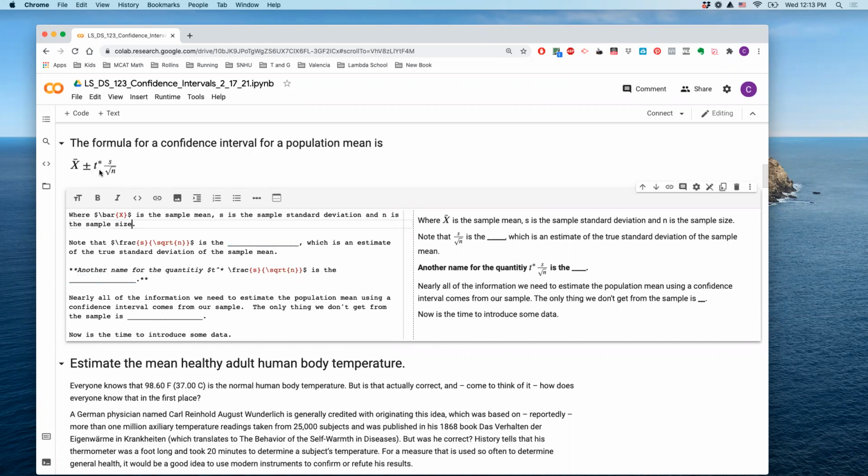So one thing we want to notice here too is this quantity, S over the square root of N, is called the standard error. And we actually saw the standard error come up when we were talking about the central limit theorem, because we said that that whole quantity, the standard error, is the thing that tells us how close our sampling distribution of our sample mean is from the population mean, or how spread out it is.